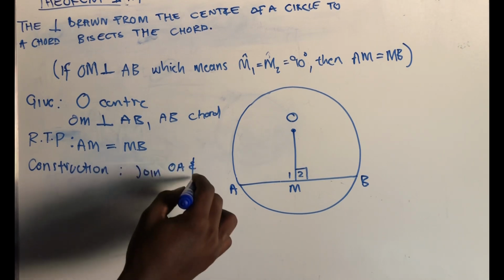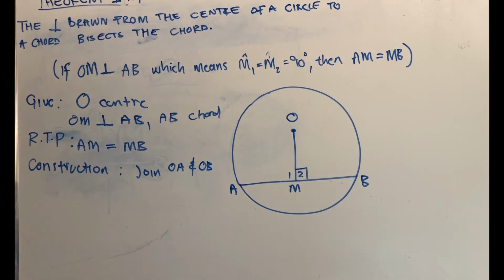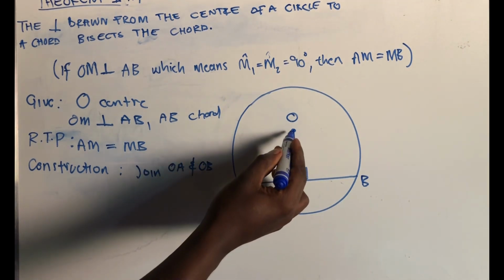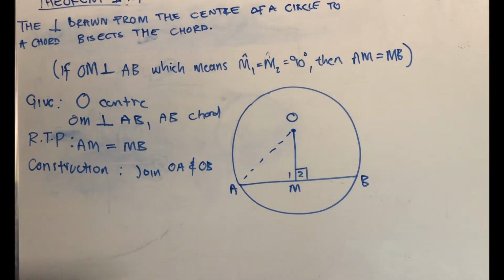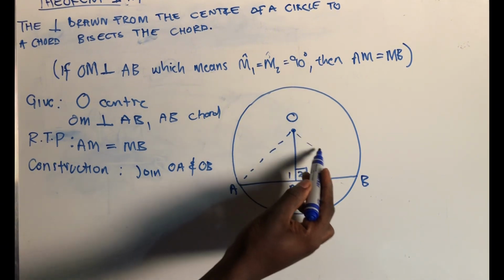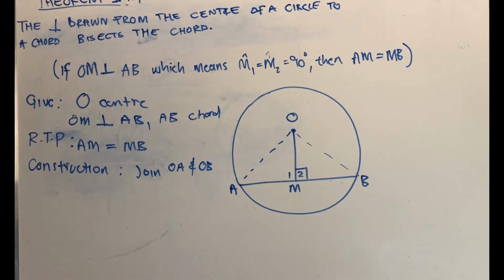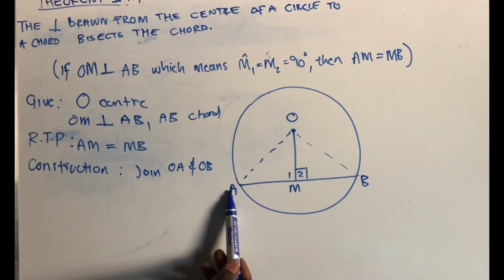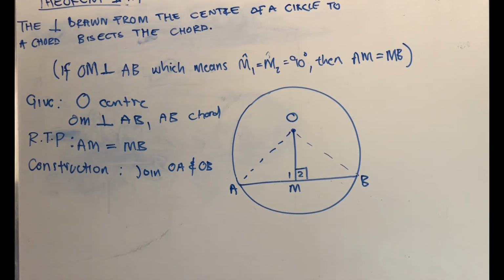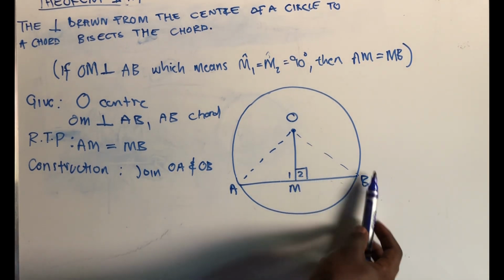OA and OP. If we join OA, this will be OA, and we join OP. You see, now we're forming two triangles: triangle OAM and triangle OBM. We have two triangles now, and we want to prove that this line AM is equal to MB.